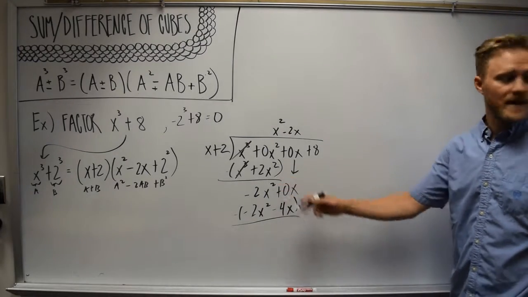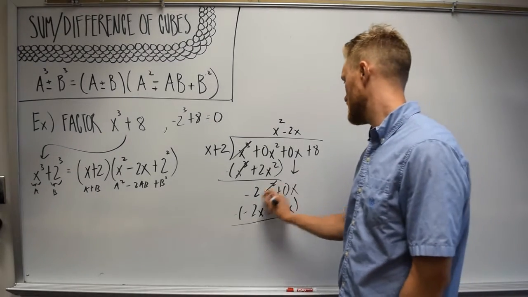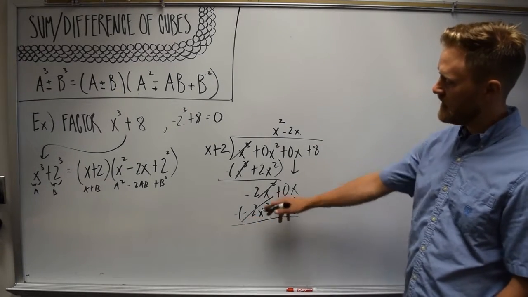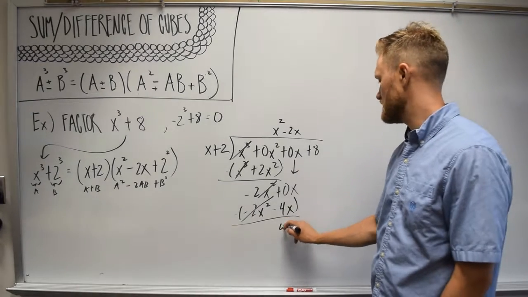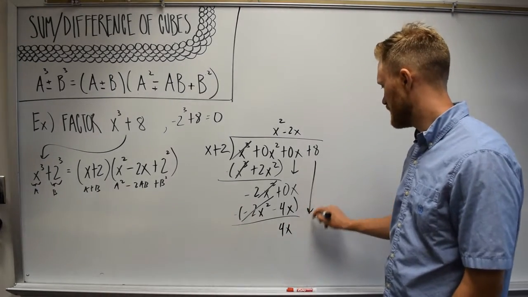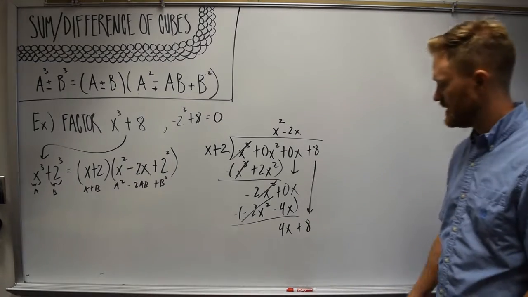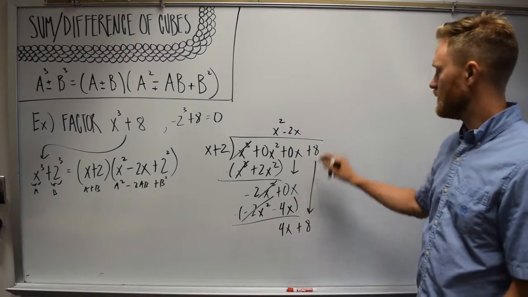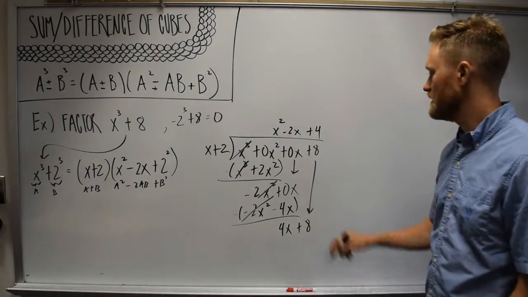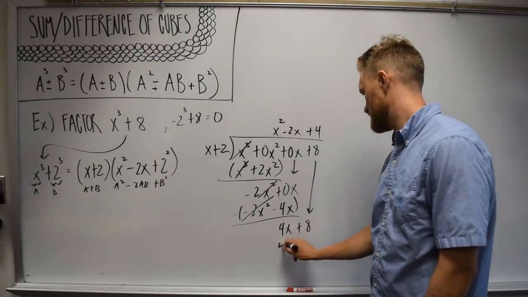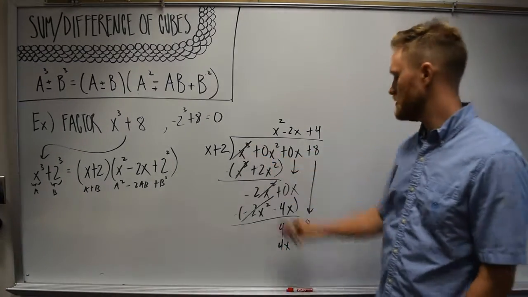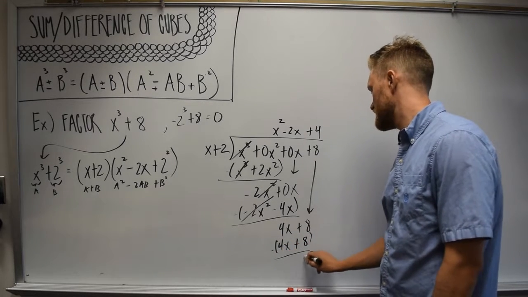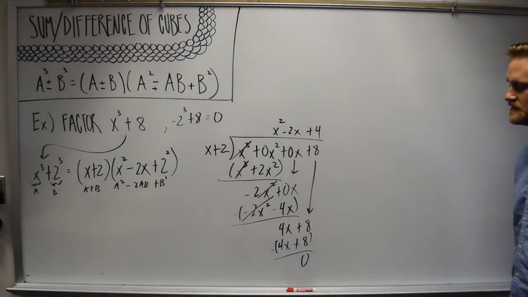Negative 2x squared minus negative 2x squared gives us 0, so we don't have to write that down there. And then 0x minus negative 4x gives us positive 4x. And we'll bring the 8 down. And one more time, we have to multiply x by 4 to get 4x. So we're going to put the 4 here. 4 times x is 4x. 4 times 2 is 8. Subtract that, we get a remainder of 0, which we were expecting because x plus 2 is a factor.